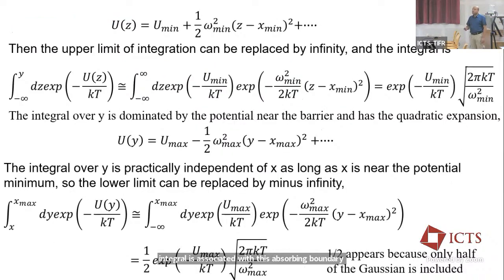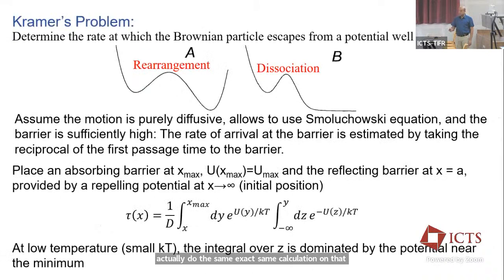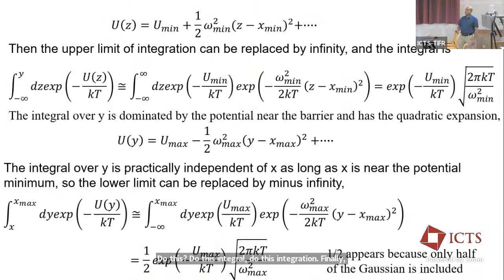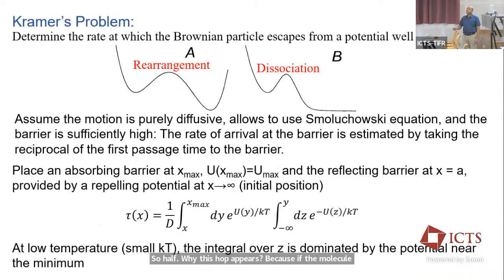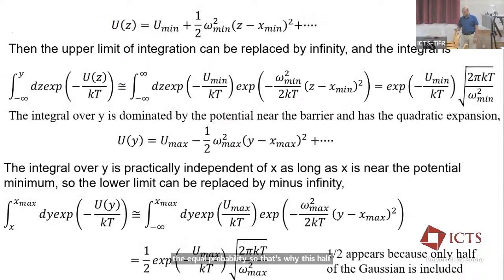So that thing also, if you do this Taylor expansion on that barrier, it is maximum. So again, the first order term will be 0, and again you do the same calculation on that barrier, do this integration, and finally you will land on this kind of relation. So why does this half appear? Because if the molecule or the particle is on the barrier, it can go to this side or to that side. So these are equal probability. So that's why we need to multiply by this half probability, and finally we will get this type of relation.